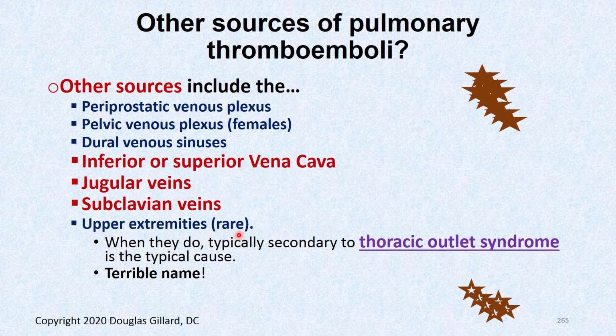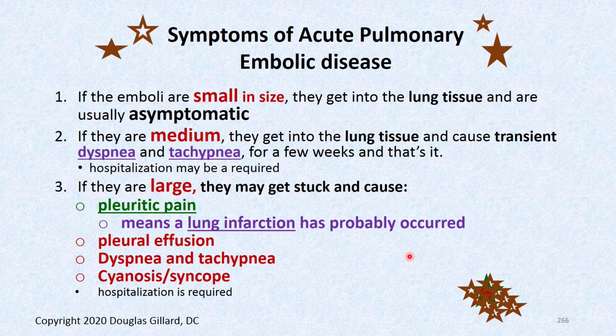Upper extremities, there are veins up there. It's pretty rare unless you have thoracic outlet syndrome, which is a terrible name. Those of you who had me for anatomy, I'm sure I went on my rant about how that's not the correct name. That's the thoracic inlet, not really the thoracic outlet. But I try not to digress because I think we've had enough of CVP and GI/GU for the week. This is the last lecture of that massive class. So symptoms of acute, so this is important. I could have even more stars.